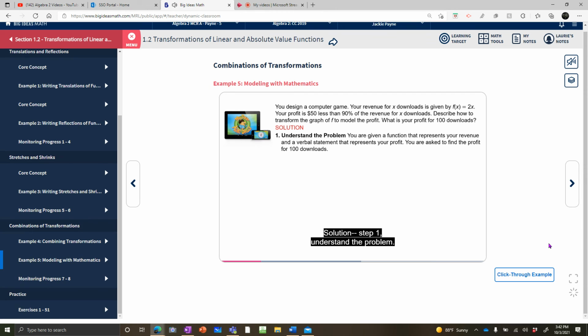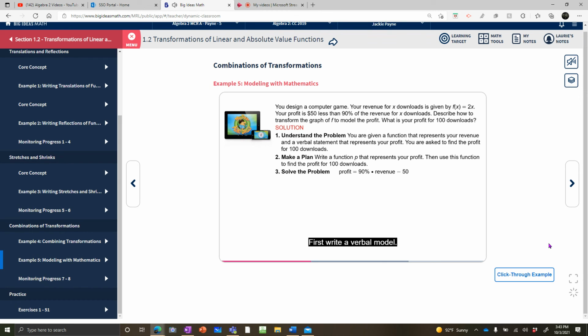Solution. Step 1. Understand the problem. You're given a function that represents your revenue and a verbal statement that represents your profit. You are asked to find the profit for 100 downloads. Step 2. Make a plan. Write a function p that represents your profit. Then use this function to find the profit for 100 downloads. Step 3. Solve the problem.